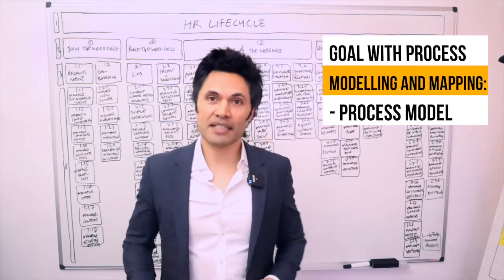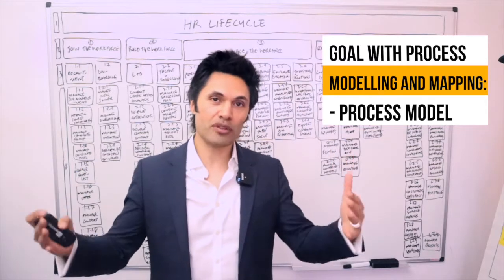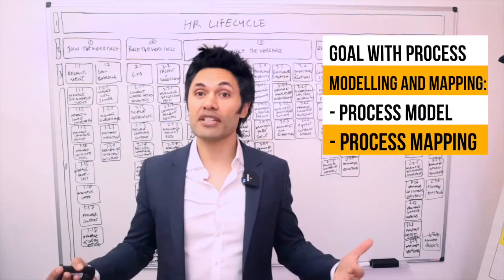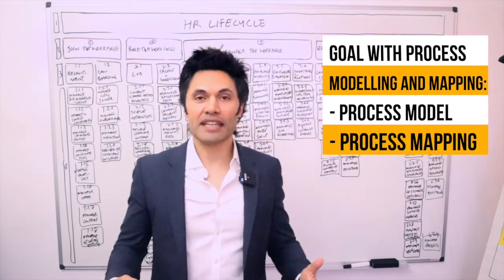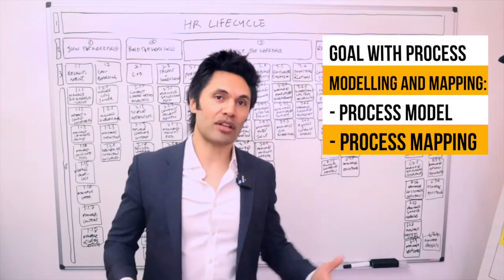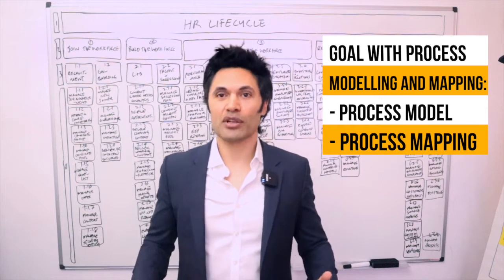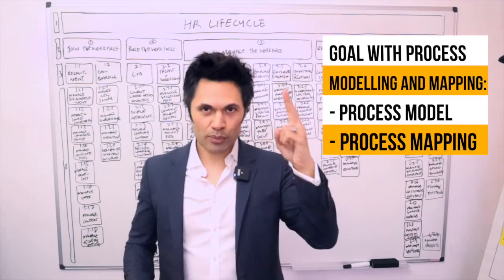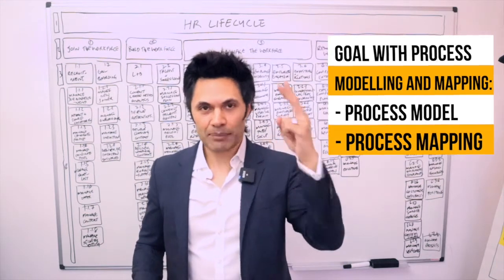The second part is, now you've got the superset of all processes, what are the processes that are up for change? These are your in-scope processes. And in order to baseline those, we need a starting point, so we need to map those. And that's the two parts: process modeling and process mapping.